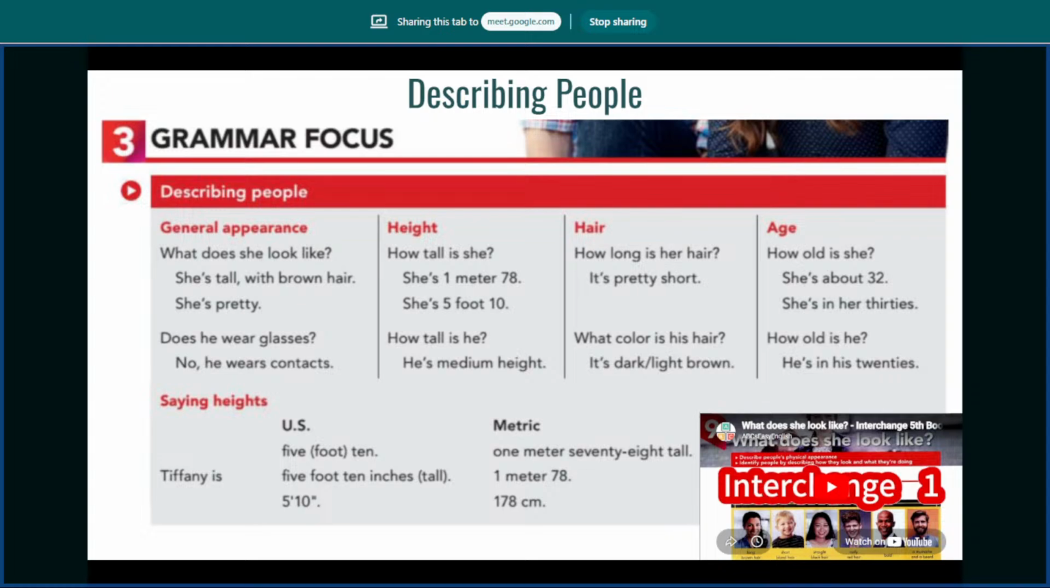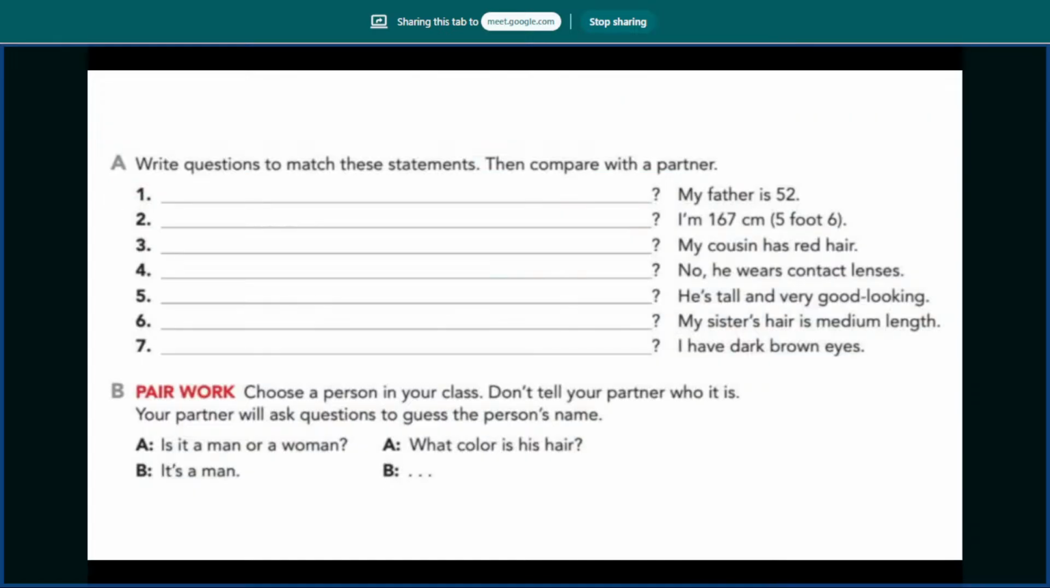Done? Now try solving this exercise. Over here, the answers are given. Okay, you have to make the questions. Answers are given, you have to make the questions. Observe the answers properly and see if the questions make sense.